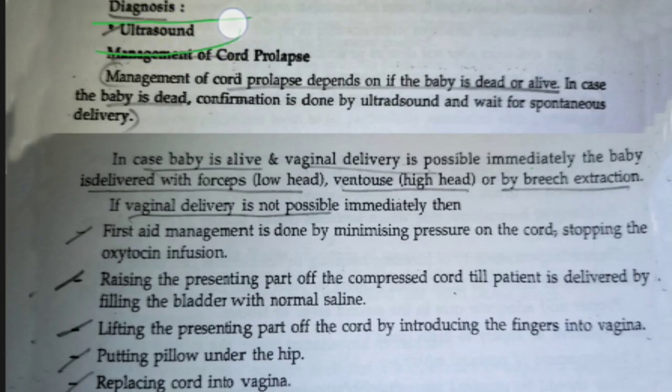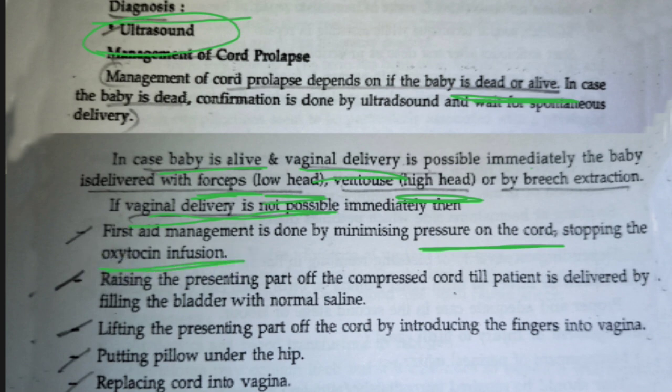Diagnosis: ultrasound is performed to make sure whether the baby is alive or dead. Based on this status, we will come to know what to do further. If the baby is alive and vaginal delivery is possible, then we will perform the delivery with the help of forceps, like low head forceps or high head forceps. If vaginal delivery is not possible, then we will proceed further, like avoiding applying more pressure on the cord by reducing the infusion of oxytocin.